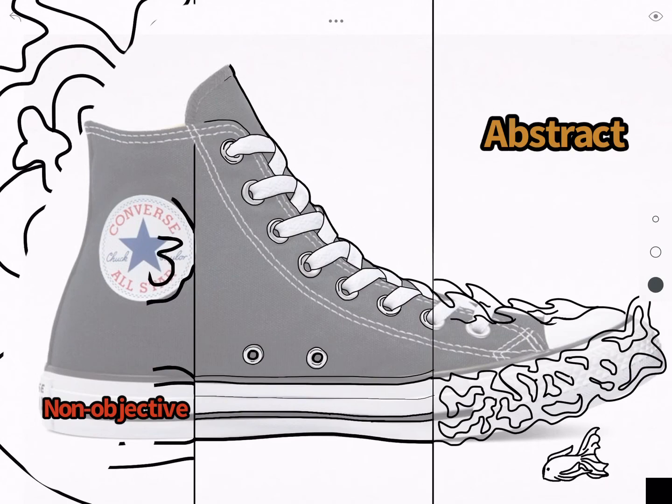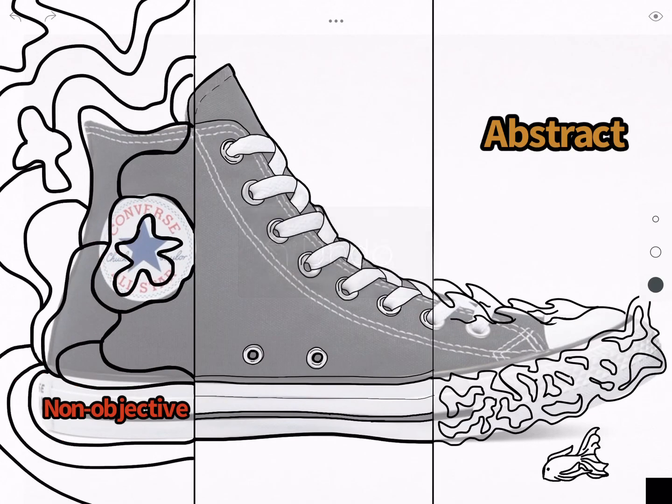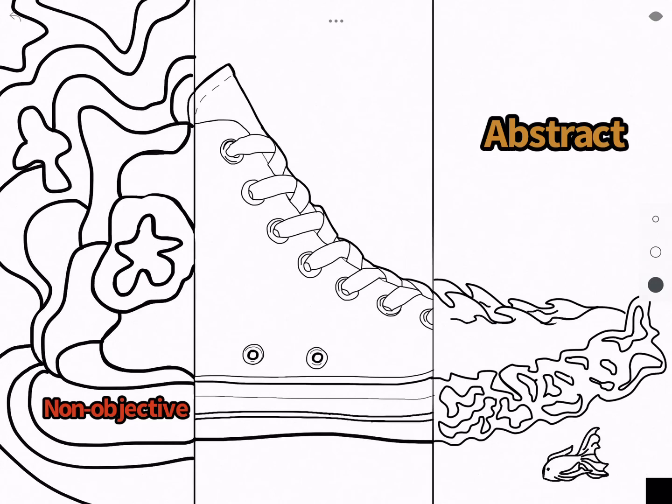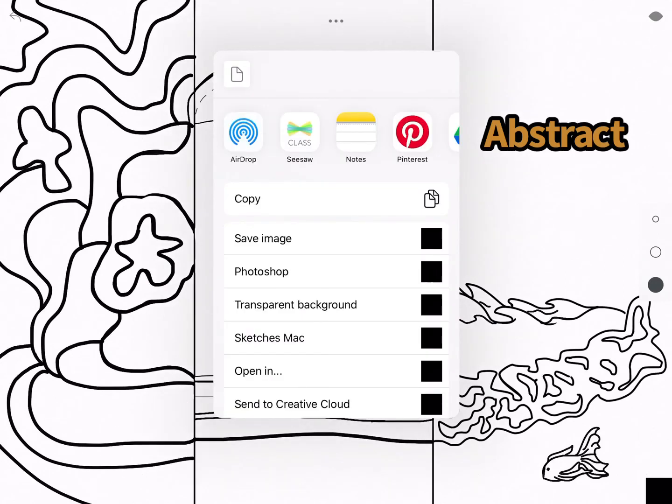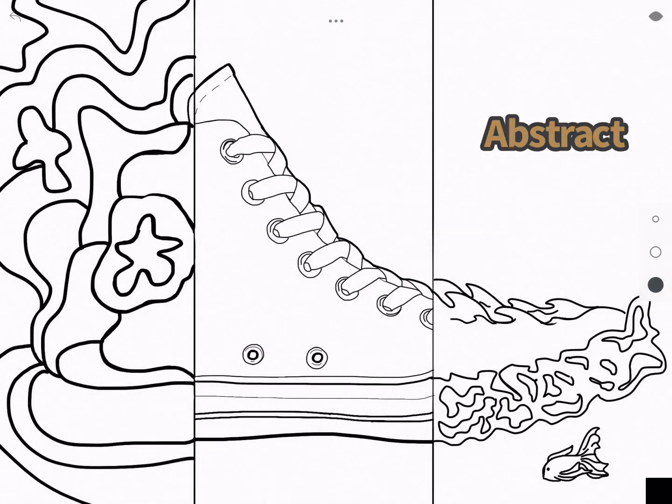On the non-objective side, I needed to have 0 shapes. I didn't need it to look like anything in particular. So I just drew some random organic shapes that still kind of followed the overall feel of the shoe, but didn't look exactly like the shoe.